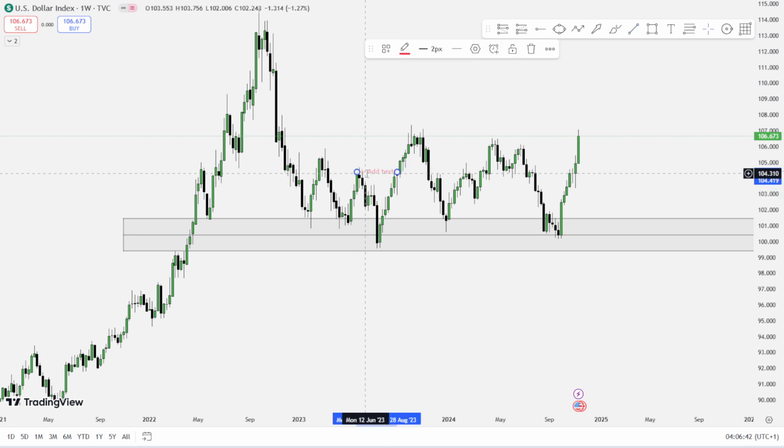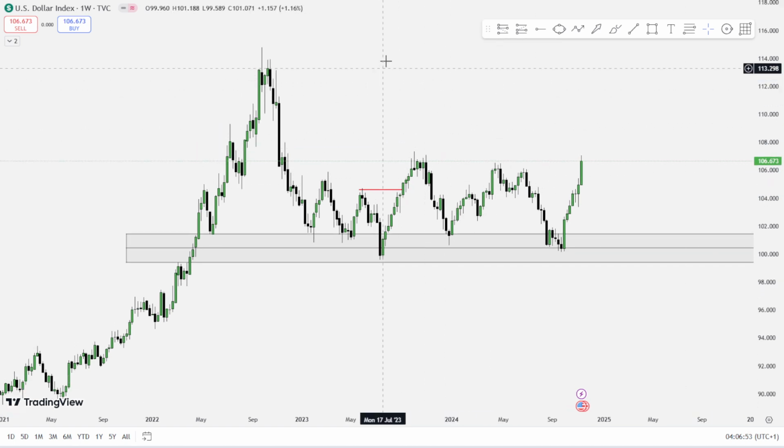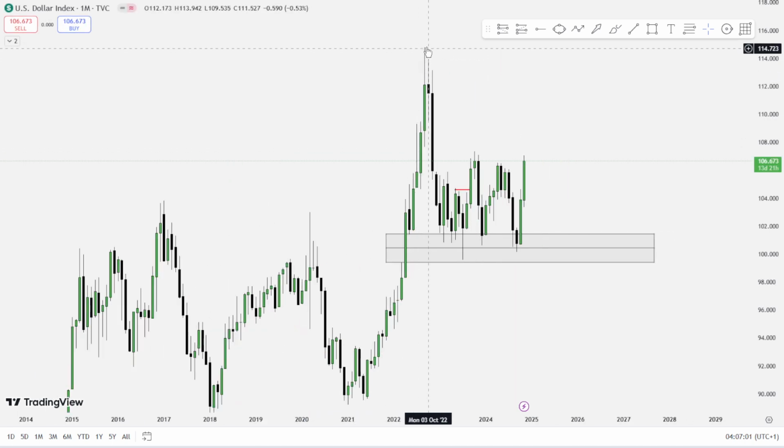Okay, we want to enter from this break of structure right here, and then mostly target the high of this expansion. This is the high. If you go back to the monthly time frame, you see what I'm talking about. You can see this is the high this expansion has created, and then we're having a sort of retracement. This is in the monthly time frame.